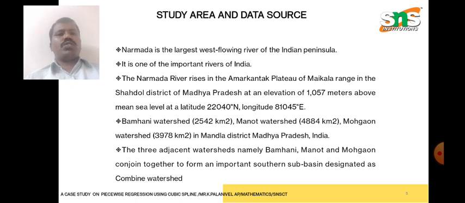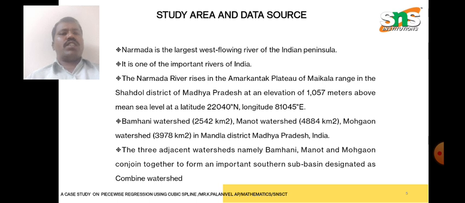Study area and data source. Narmada is the largest west flowing river of the Indian peninsula. It is one of the important rivers of India. The Narmada River rises in the Amarkantak Plateau of Maikala range in the Shahdol district, Madhya Pradesh, at an elevation of 1057 meters above mean sea level, at latitude 22°40' north, longitude 81°45' east.